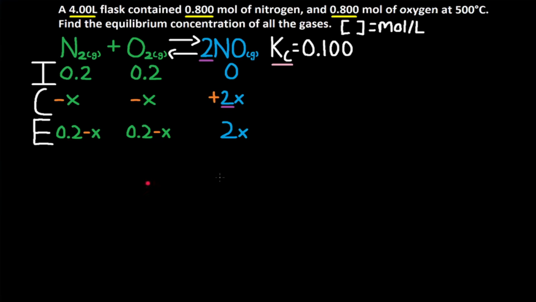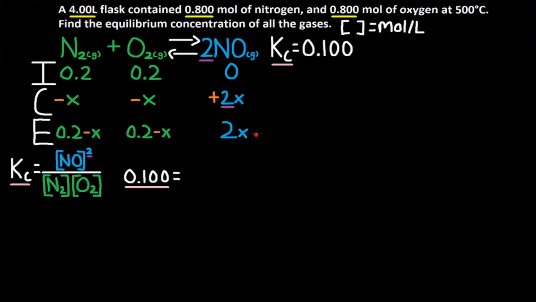Now that we complete the ICE table, we can write the equilibrium constant expression. So we have Kc is equal to products divided by reactants. So we have NO to the power of 2, since it has a coefficient of 2, divided by N2 and O2. And now we plug in the numbers available. We have the Kc value, which is equal to 0.100, and then that is equal to (2x) to the power of 2 divided by (0.2 minus x) multiplied by (0.2 minus x).